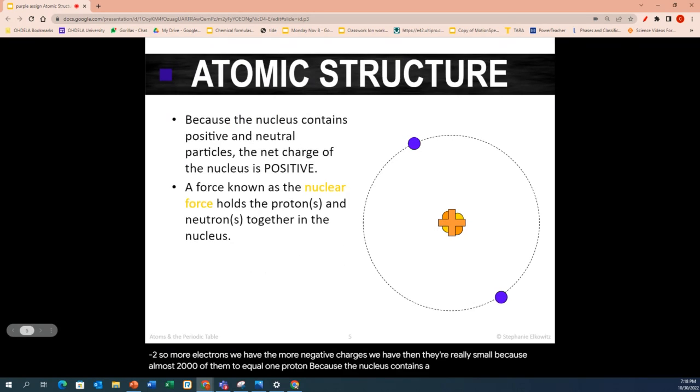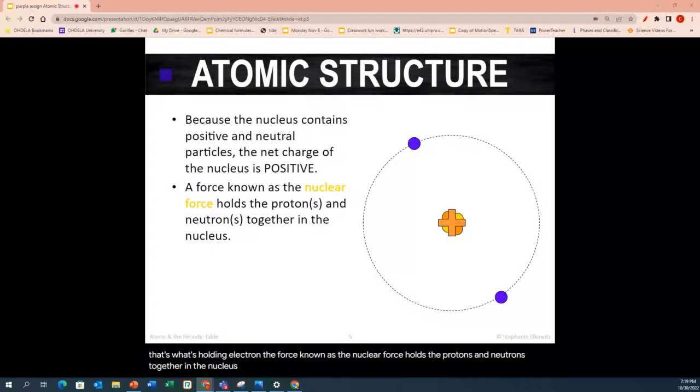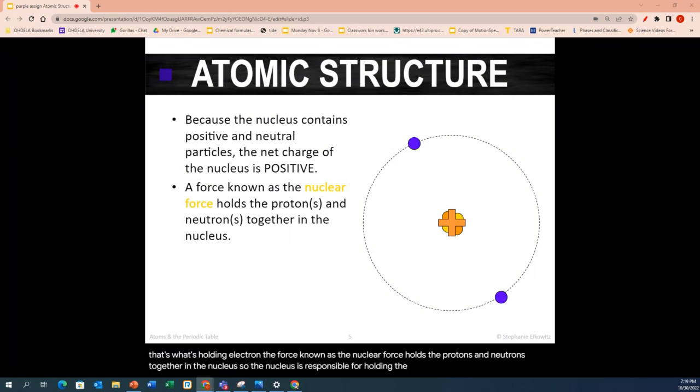Because the nucleus contains a positive and a neutral particle, the net charge on this is a plus. So that's why they have this big plus in here, and that's what's holding the electron. The force known as the nuclear force holds the protons and neutrons together in the nucleus. So the nucleus is responsible for holding the protons, and we call that force in there the nuclear force.